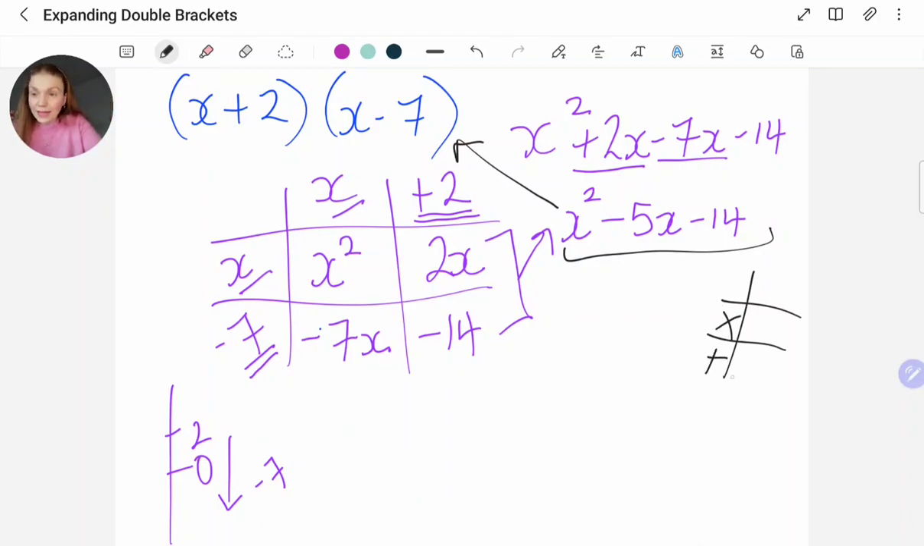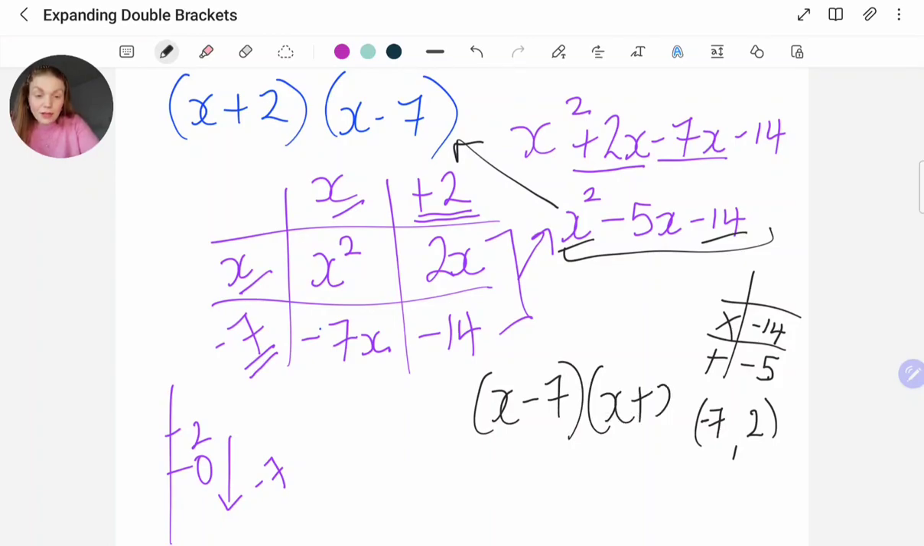Remember, product and sum: multiply to give, add to give. Multiply to give your two outside terms, minus 14. Add to give the middle term, minus 5. Two numbers that multiply together to give 14: 7 and 2. 14 and 1 also works, but that's not going to give us 5. Then how are we going to get minus 5 when we add or subtract? We'll try minus 7, because minus 7 plus 2 is minus 5, and minus 7 times 2 is minus 14. So that would give me x minus 7 and x plus 2.